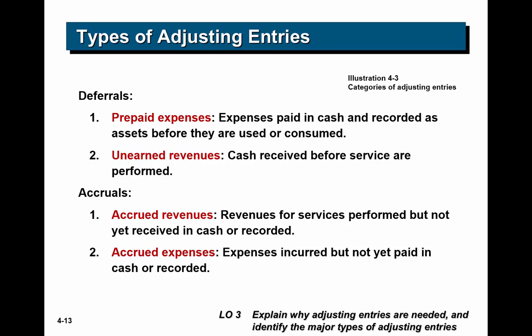And then the accruals. So in accrued revenue, revenues for services performed but not yet received in cash are recorded. So sometimes we perform the service ahead of time but don't receive cash until later. And we've got to record that at the end of the period. All of these adjusting entries occur at the end of the period, where we're looking over the period and saying, are there any expenses or revenues that I have earned that I have not yet recorded?